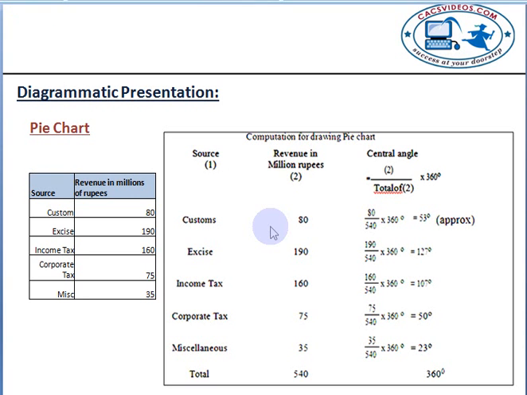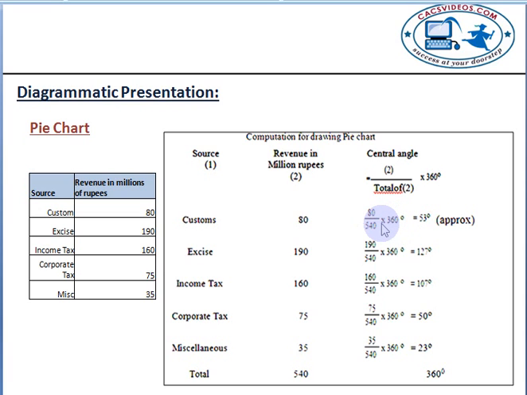See how the angle of a pie chart is computed. Here we have the example of customs, excise, income tax, corporate tax, miscellaneous, and total. Each one's revenue in million rupees is given here. First you have to sum all these values. So the total sum here is 540. In a circle, what is the total sum of angles? The total sum of angles is 360 degrees, right?